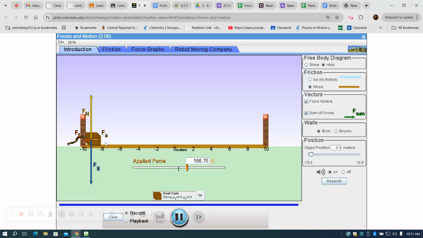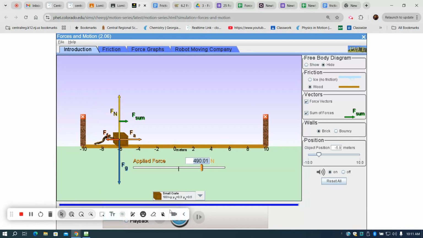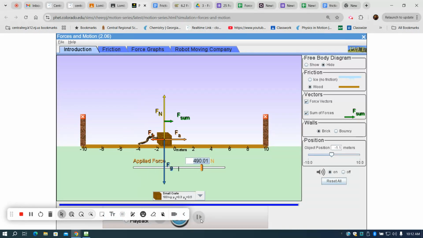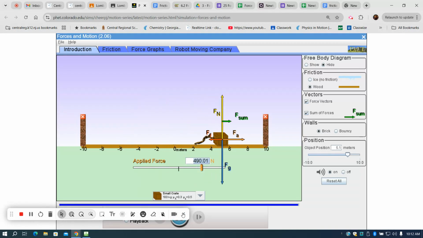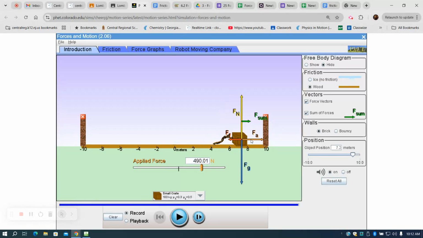So the maximum force that we can go is 490. If I type in 490 and push, at that exact value, it is not going to move. Now if we go just above that, 490.01, you can see that the friction force size dropped. Since the applied force didn't change, that provides us a net force, which causes the object to accelerate.